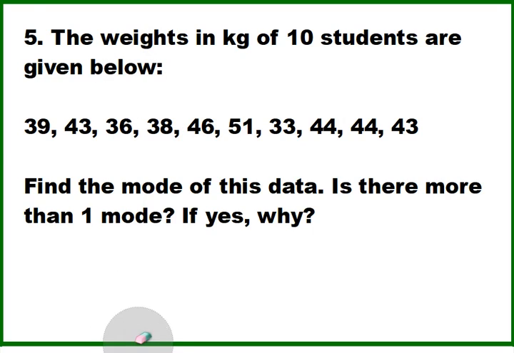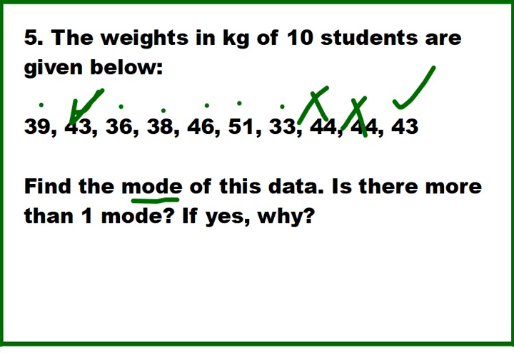The weights in kg of 10 students are given below, and we have 39, 43, and so forth. That's our given data set. Find the mode of this data. So the mode is the number that appears the most in a given data set. So our question is, is there more than one mode? If yes, why? So we have 39, and we can see that 39 appears once, 43 appears twice, so let's give that a tick. 36 appears once, 38 once, 46 once, 51 once, 33 once, 44 twice I mean.